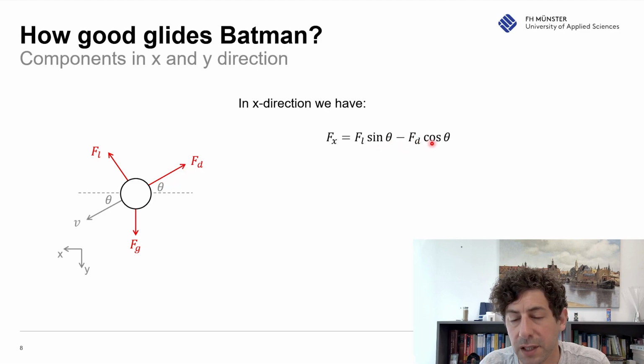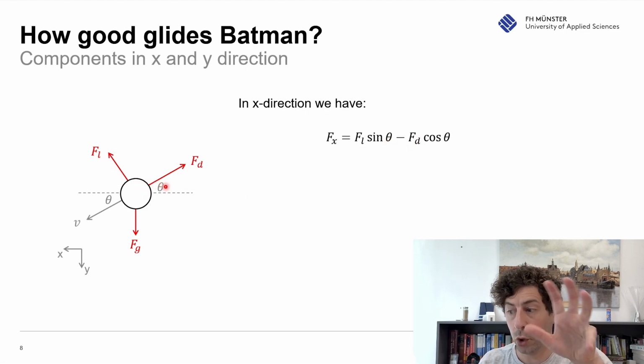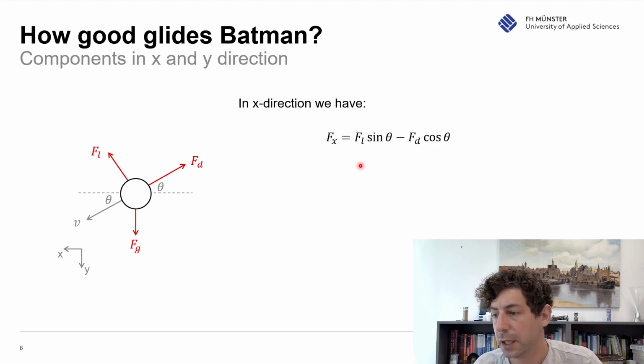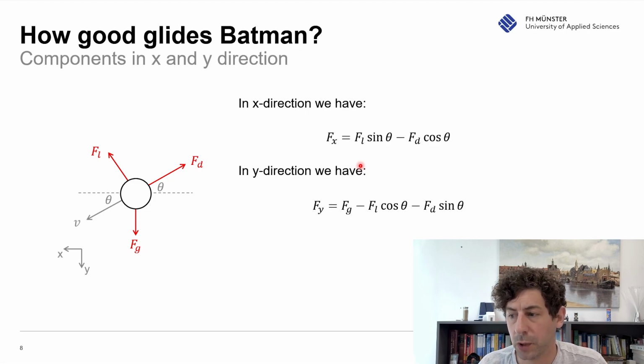So we have Fd cosine theta, direction minus, so minus. And here we have FL, and this is just turned by 90 degrees, right? So here's the angle, and then we have 90 degrees. So this is sine of theta, and it points into the positive direction, so it's positive. And this is already for x direction and y direction.